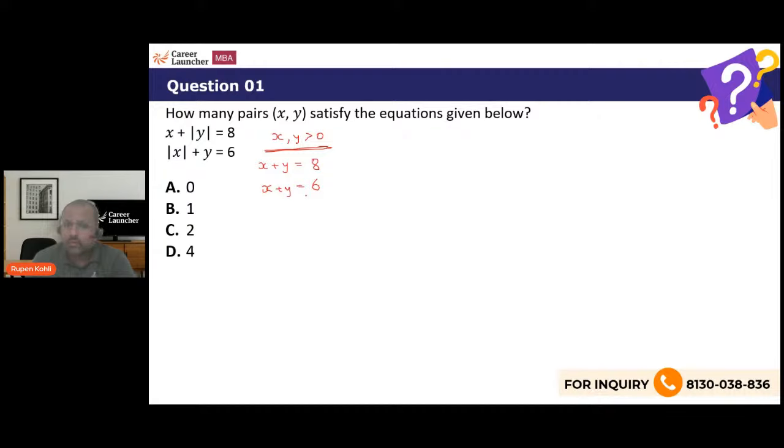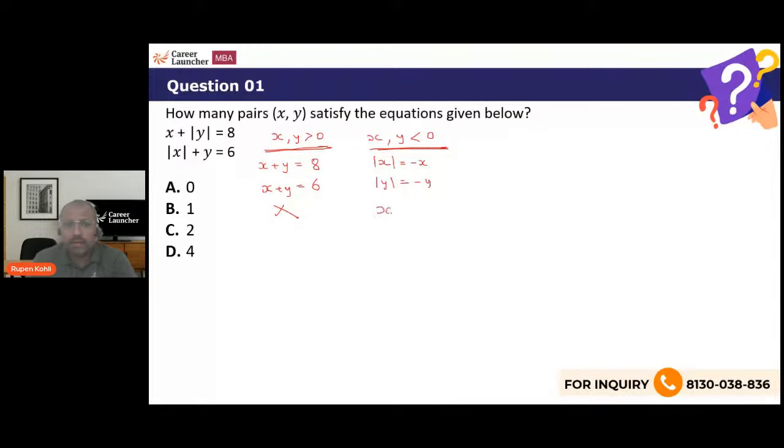Now these equations don't have any solution because they are inconsistent, right? x plus y cannot be 8 and 6 both at the same time, right? So there is no solution from the first case. Second case, if x and y both are negative, then mod x will be minus x and mod y will also be minus y, right? In the first case, when x and y both are positive, mod x is also x, mod y is also y, right?